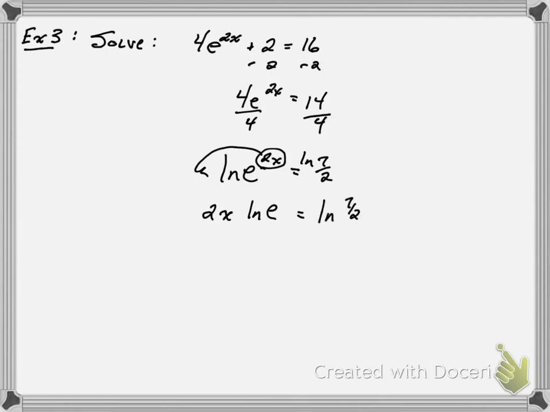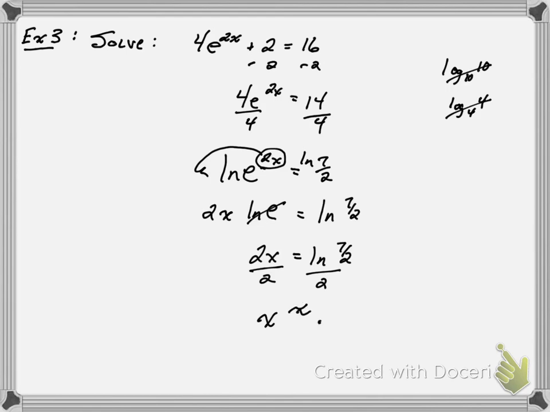Well, the nice thing about it, and we talked last chapter that the log of 10 base 10 cancel, or the log of 4 base 4 cancel. Well, what do you think the natural log of e? Obviously the base is e. What's going to happen? Well, it's going to cancel. Punching your calculator, you get 1. So you end up with 2x equals the natural log of 7/2. Whatever that gives me in my calculator, divide by 2. I end up with x is about 0.626.